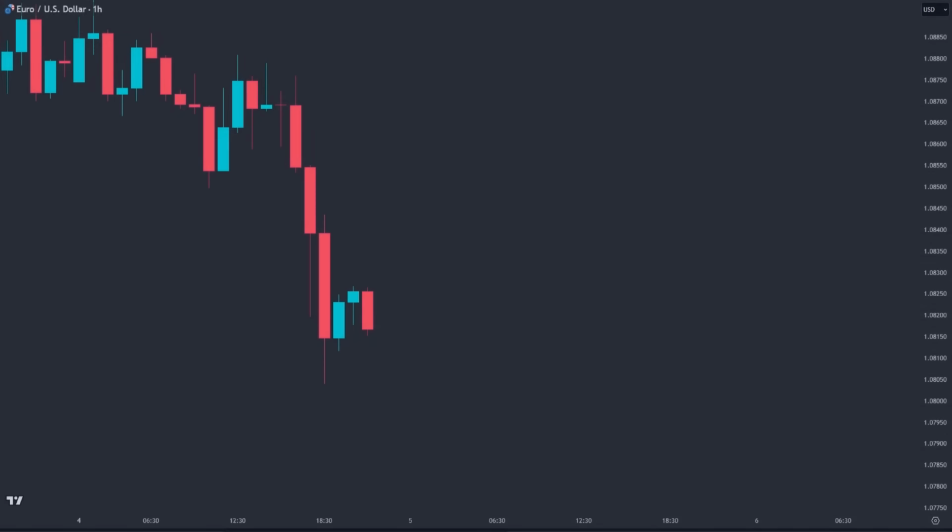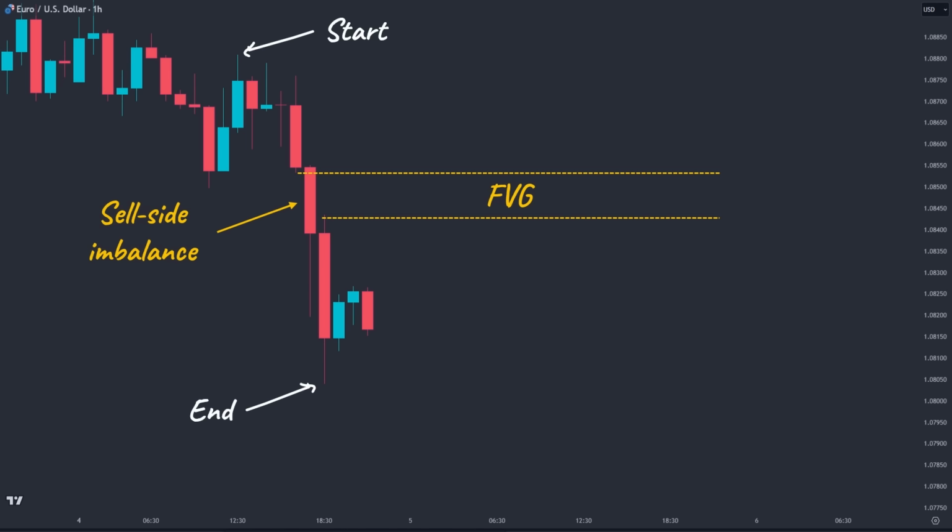Here on the Euro-Dollar 1-hour chart, we have a bearish trend. The latest impulsive move has started somewhere around here, all the way down to here. We had a sell-side imbalance, which is signified by these large candles that left the fair value gap areas behind. Now that the price is buy-side inefficient, it needs to return to the fair value gap areas to patch them over, which possibly provides us a trading opportunity.